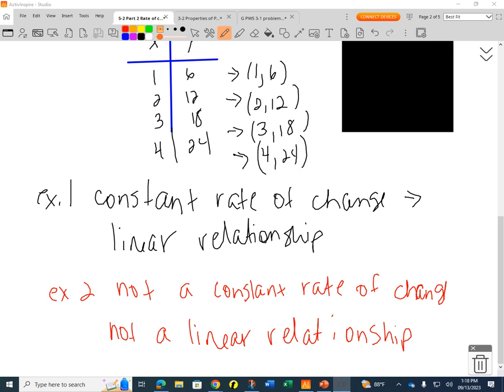So the first 3 problems on your worksheet, you're going to use that strategy. That's how you do the first 3 problems on your worksheet. So you're going to see, does the x's change the same as the y's? So let's see.